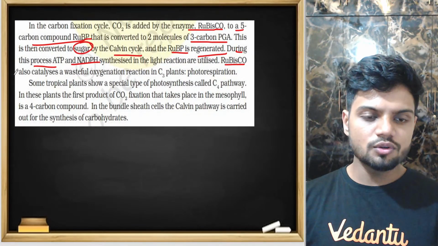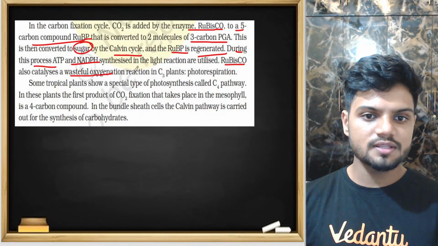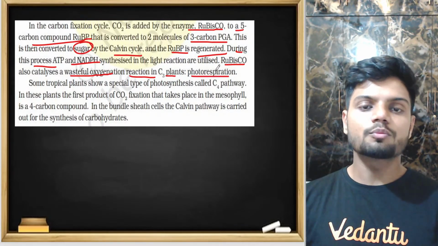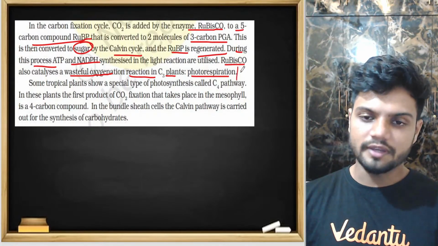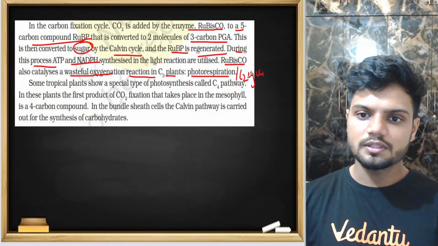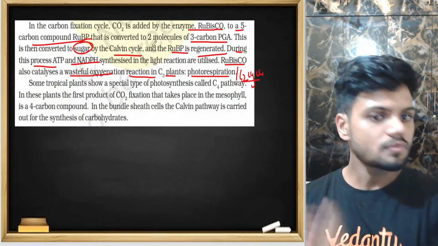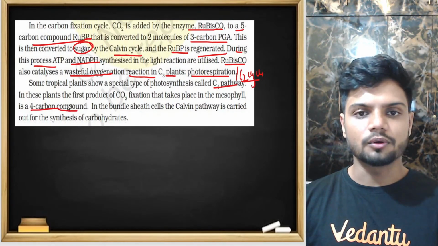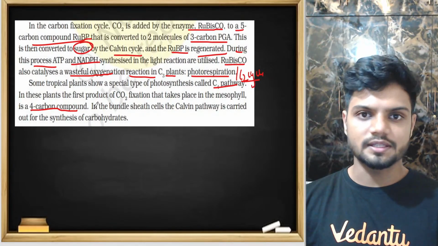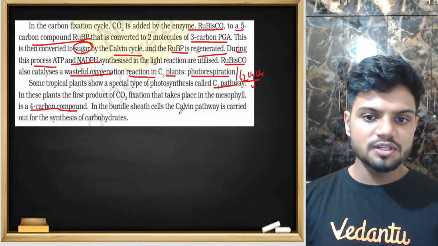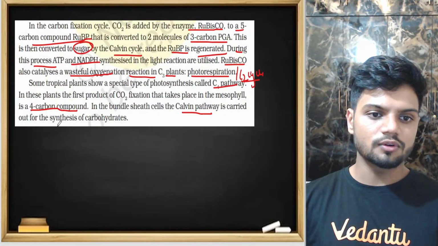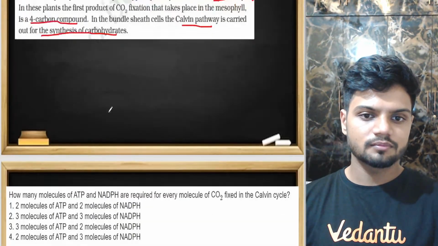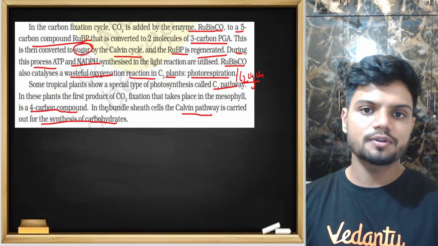Rubisco also catalyzes a wasteful oxygenase reaction in C3 plants called photorespiration, which happens when Rubisco forms a bond with oxygen. We can call it the C2 cycle also. Now some plants have the C4 cycle, in which we have a 4-carbon compound called oxaloacetic acid, OAA. In bundle sheath cells, the Calvin cycle is carried out for the synthesis of carbohydrate. And last are the factors affecting photosynthesis. All of you know that.